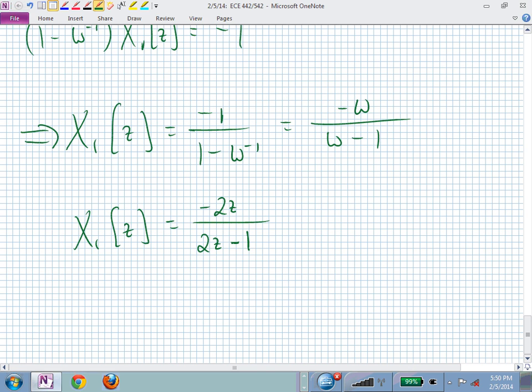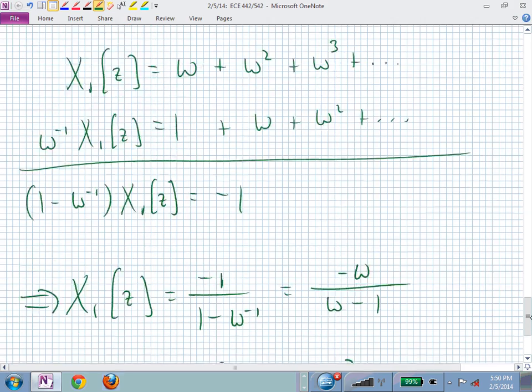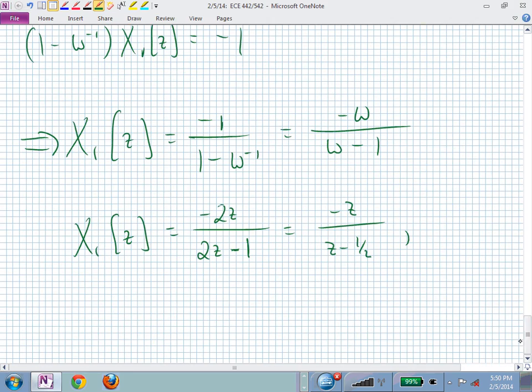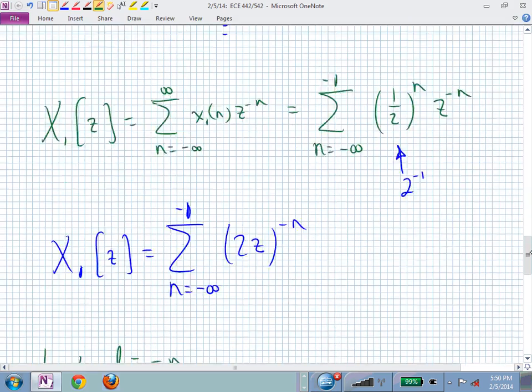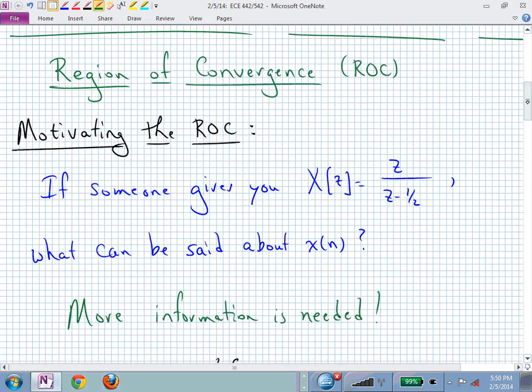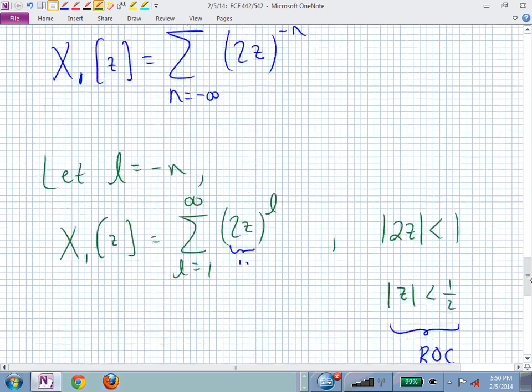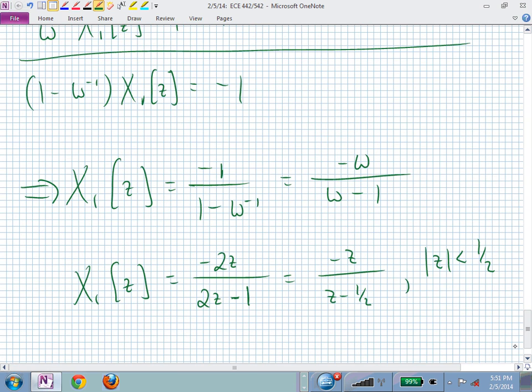And if we multiplied everything by 1/2, or factor down a 2 in the denominator, we would end up with minus z over z minus 1/2. And for what values of z did this sum converge? We have to go back to the region of convergence and we say, oh, z's magnitude needs to be less than 1/2. And this should look like it's related to what we started with before, that z over z minus 1/2. And we found this one from a left-sided sequence. This was an anti-causal waveform to begin with, and now we came up with this as a z transform.